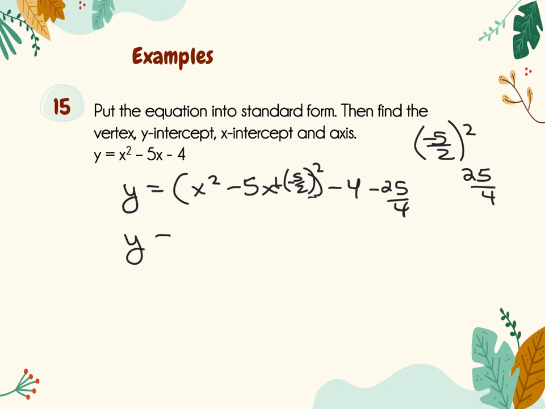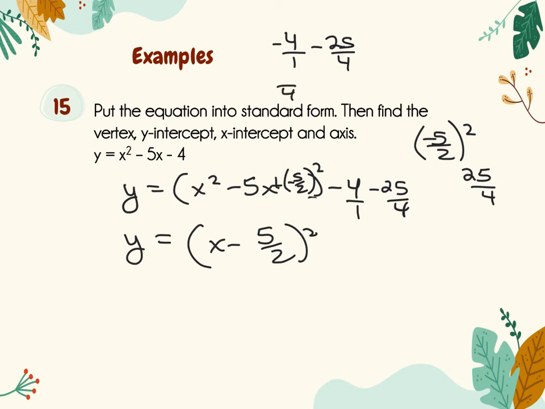So I now have left x minus 5 halves squared. And now I have to do the math here. So I'm doing negative 4 over 1 minus 25 over 4. Common denominator will be a 4, so I can change this into 16 over 4. Both of them are negative, so when I add them, I get negative 41 over 4.